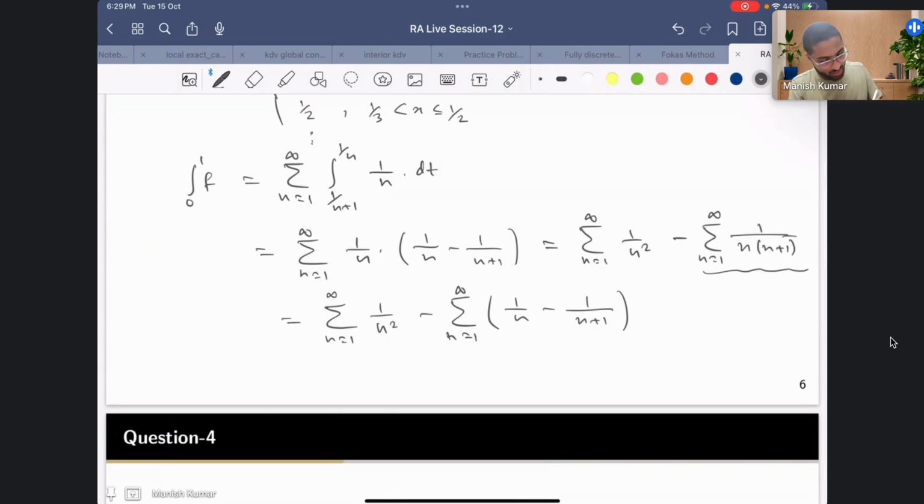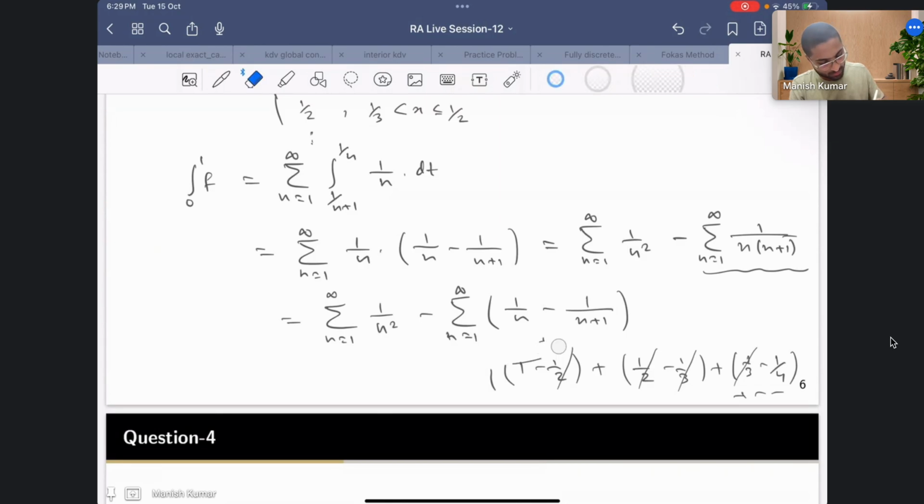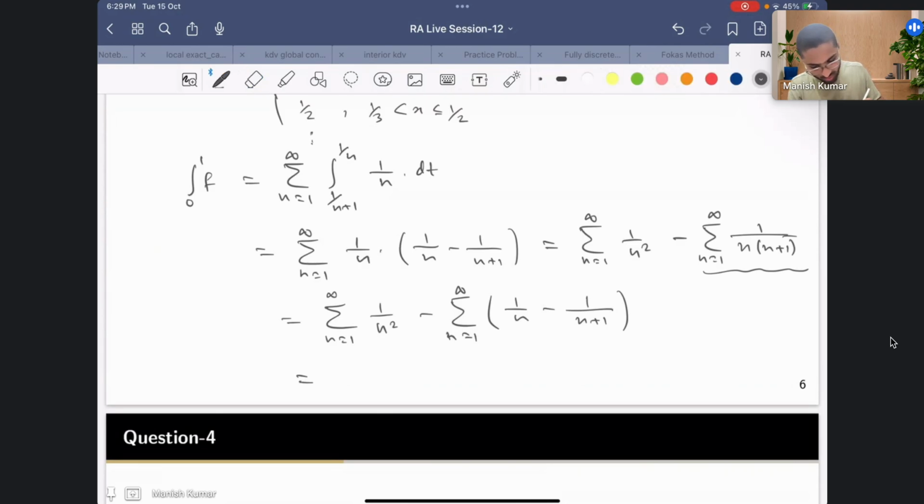Now you can clearly see, if you try to expand it, what you get is 1 minus half, plus half minus 1 by 3, plus 1 by 3 minus 1 by 4, and so on. So you can clearly see there is a cancellation, and what will survive is just 1. So this whole thing will give you the value 1, and this 1 by n square, you already know that this is a convergent series, and the value to which it converges is pi square by 6, and minus 1. So this will be the value of this integration.